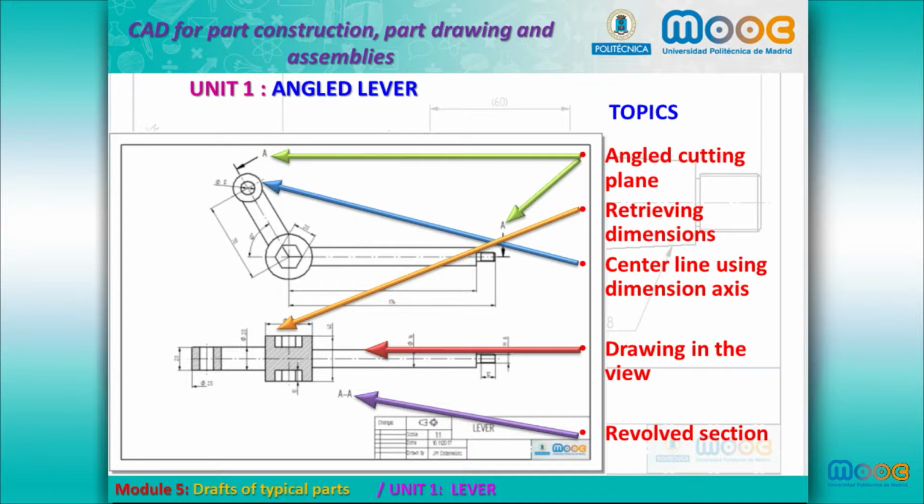Also, we will look first at the retrieve dimension tool, to recover the dimensions of the 3D making steps in Module 3.